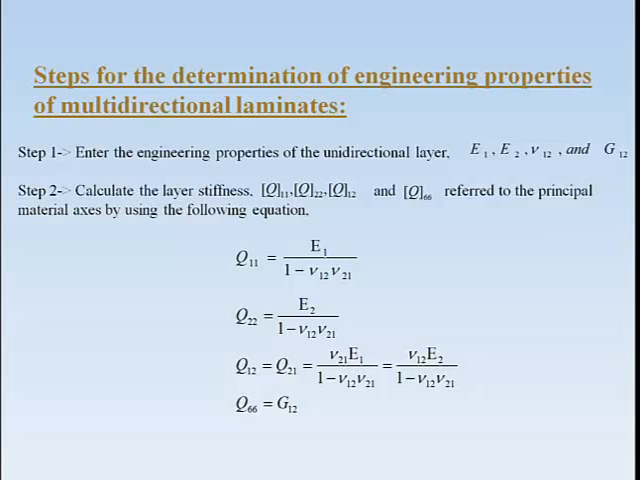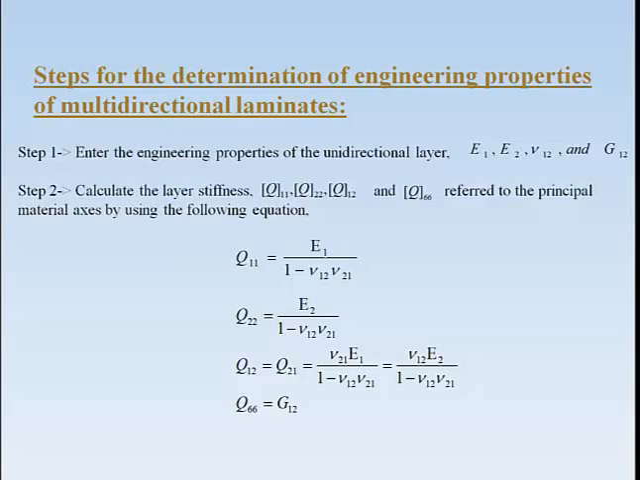Steps for the determination of engineering properties of multidirectional laminates. Step 1. Enter the engineering properties of the unidirectional layer E1, E2, nu12 and G12. Step 2. Calculate the layer stiffnesses Q11, Q22, Q12 and Q66 referred to the principal material axis by using the following equations. Q11 equal to E1 divided by 1 minus nu12 nu21.